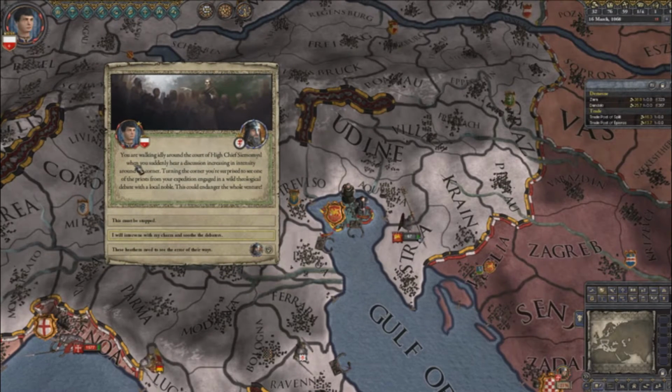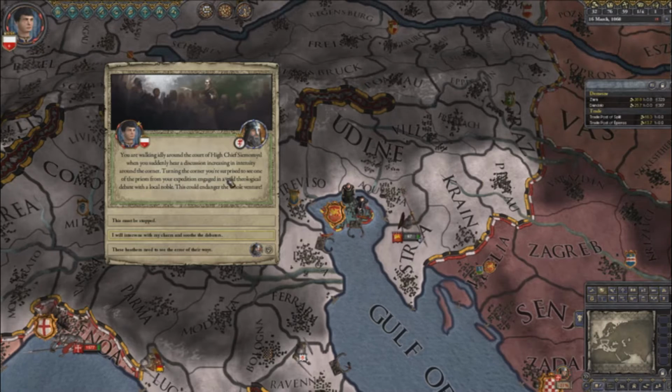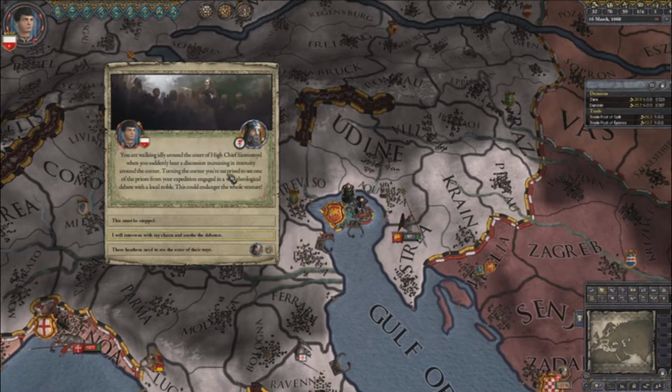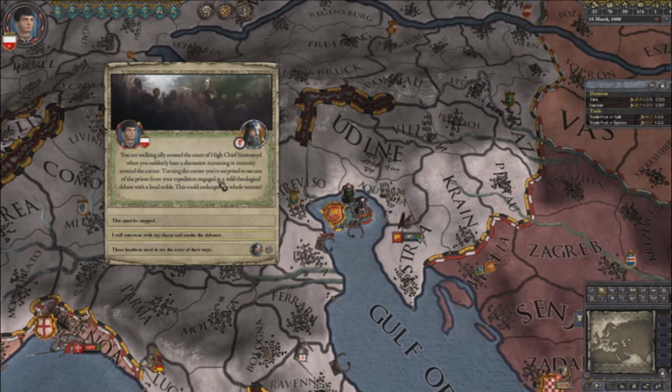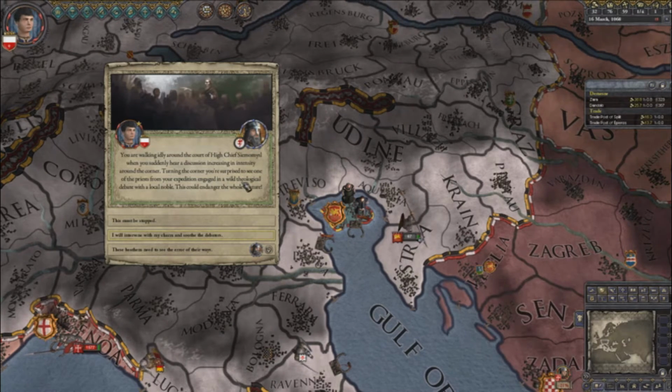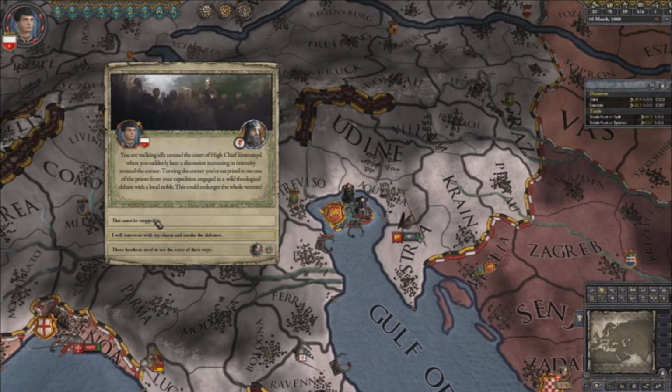You were walking idly around the court of the High Chief. You suddenly hear a discussion increasing in intensity around the corner. Turning the corner, you're surprised to see one of the priests from your expedition engaged in a wild theological debate with a local noble. This could endanger the whole venture.